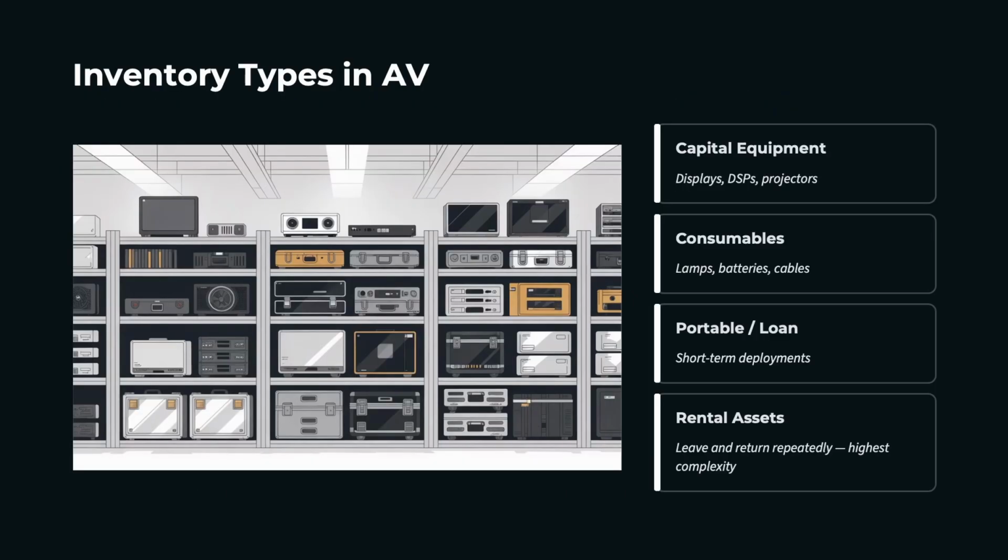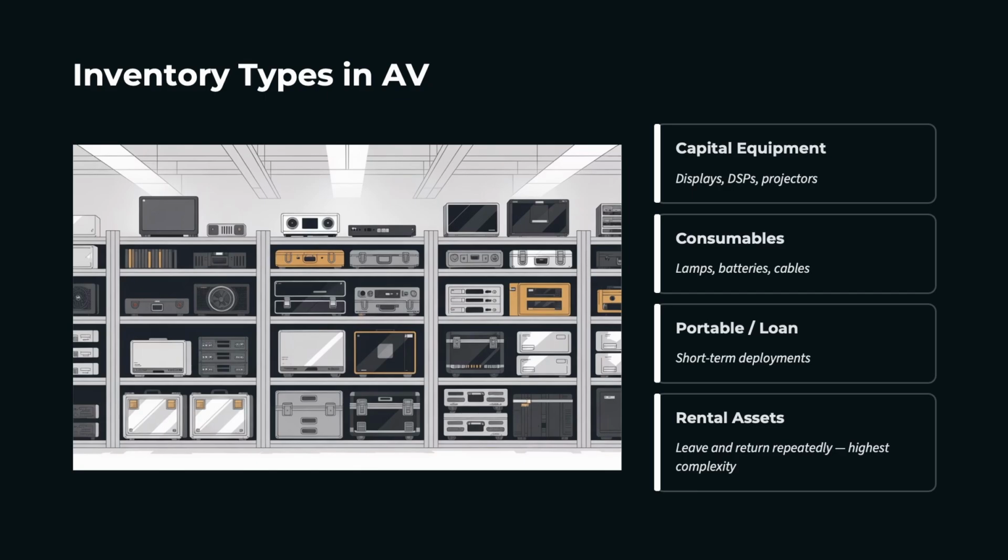There are a few inventory types you need to be aware of. Capital equipment like displays, DSPs, and projectors. Consumables like lamps, batteries, and cables. Portables and loan equipment, and rental assets. Rental inventory is more complex because assets leave and return repeatedly.